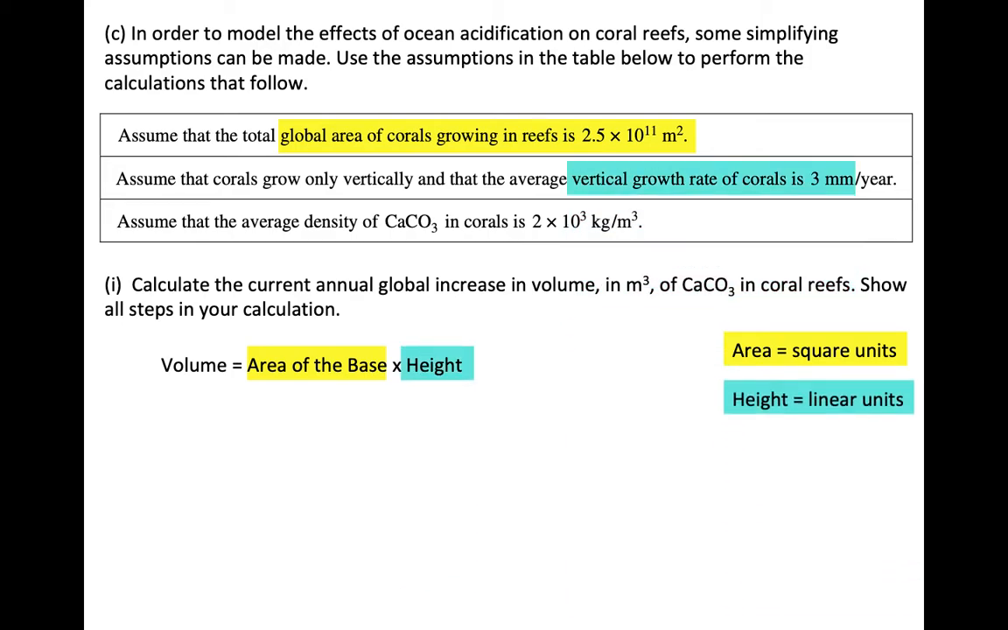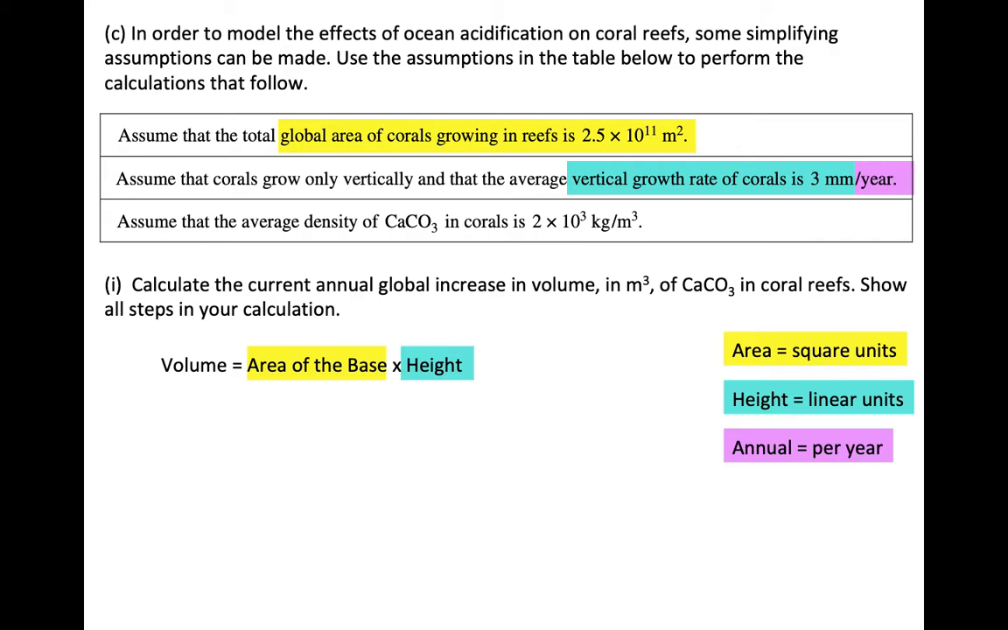And so again, highlighting height. Remember, again, if we're looking to the right, height is linear units, right? It's one-dimensional. It's like stacking the area of the base. And so when we look at that millimeters, that is a linear unit. And so when it says assume that coral grows only vertically, we can even picture vertical as a height. And so that 3 millimeters is going to be our height. And now that last part is we have this per year. Now per year means annual.